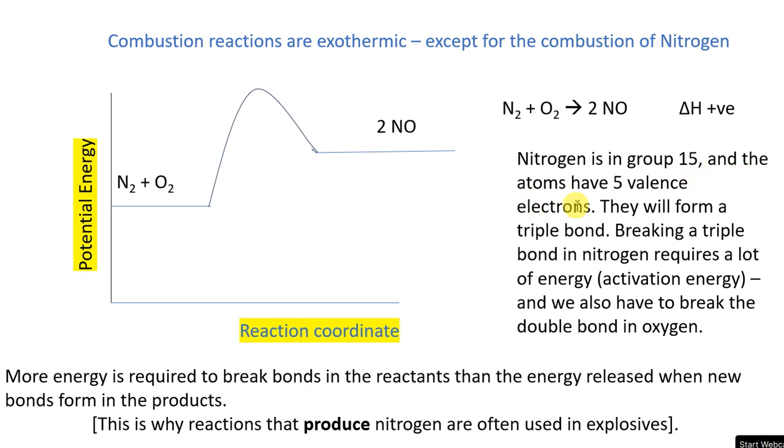Nitrogen's in group 15 and the atoms have 5 valence electrons. They will form a triple bond. Breaking a triple bond in nitrogen requires a lot of energy. There's your activation energy. And we also have to break the double bond in oxygen. More energy is required to break bonds in the reactants than the energy released when new bonds form in the products. Conversely, that's why reactions that produce nitrogen are often used in explosives.